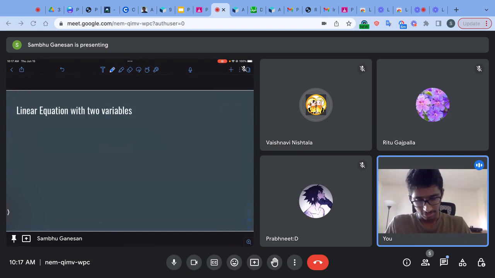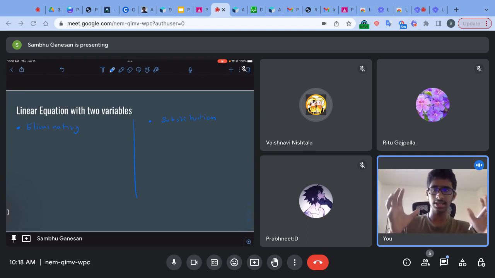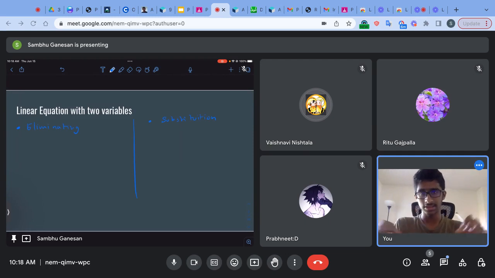First, we'll do linear equations with two variables. There are generally two ways to solve a system of equations. One famous method is elimination, and another is substitution. Let's look at substitution first. Substitution requires you to isolate a certain variable from each equation and find their value.